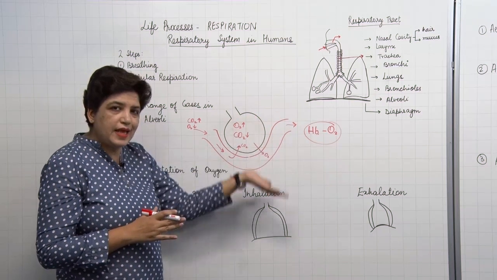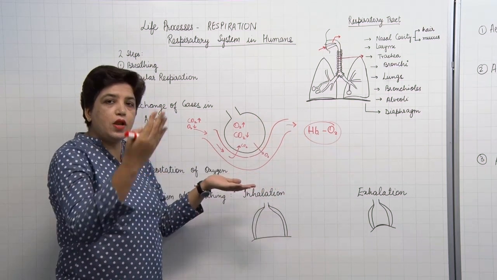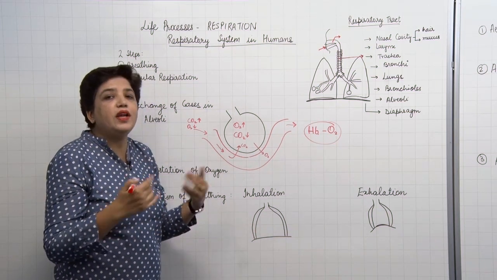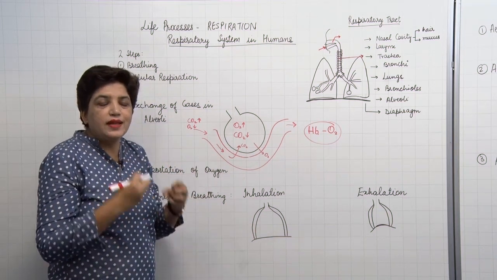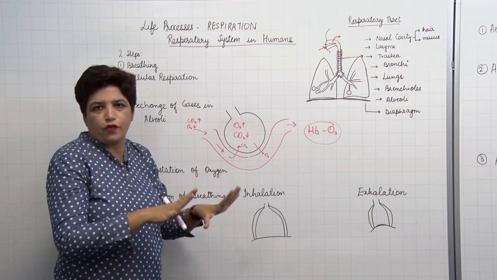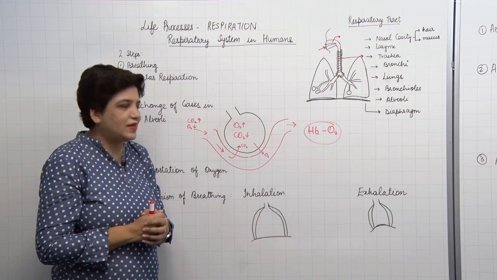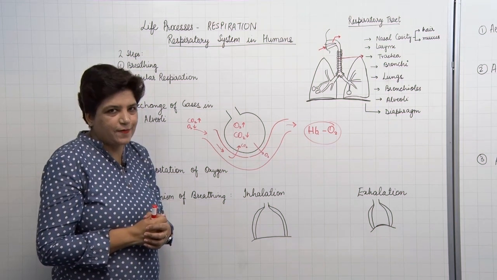If hemoglobin is less, what will happen? Oxygen will not reach the cells. Oxidation of food will not occur and energy will not be released. That is why you'll always feel lack of energy, lethargic and fatigued. So it's important to eat an iron-rich diet.